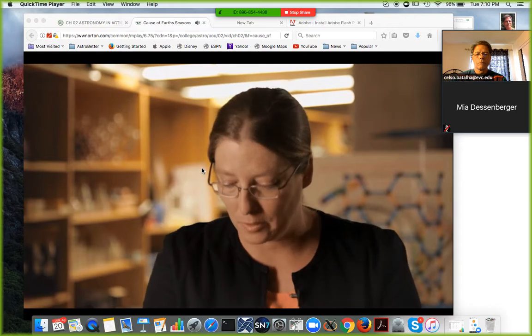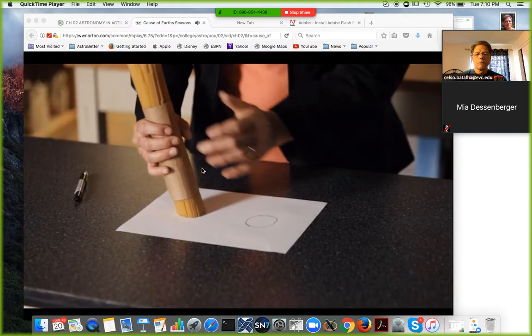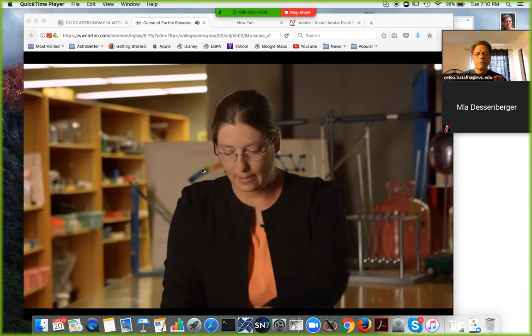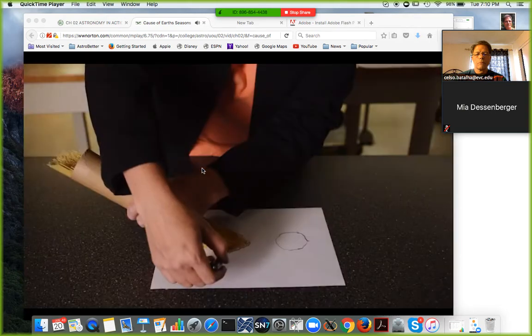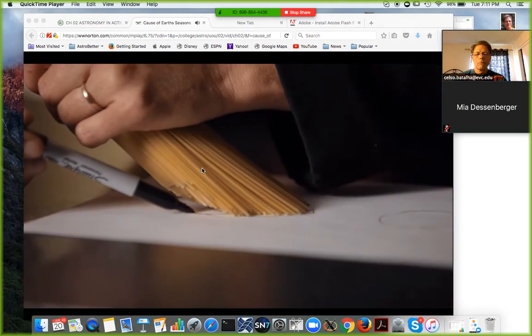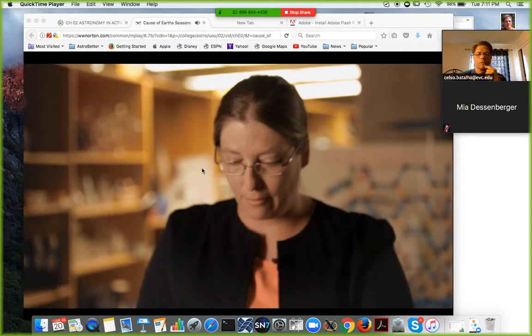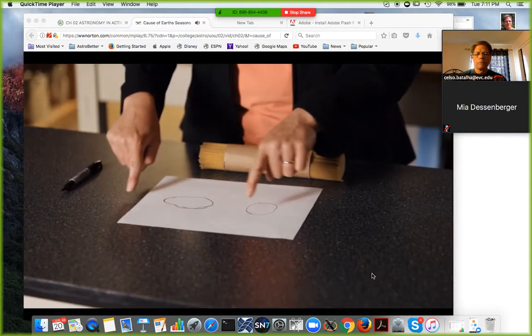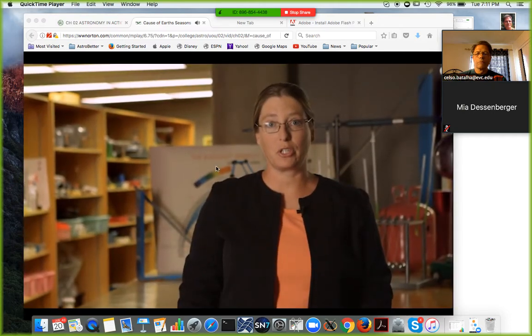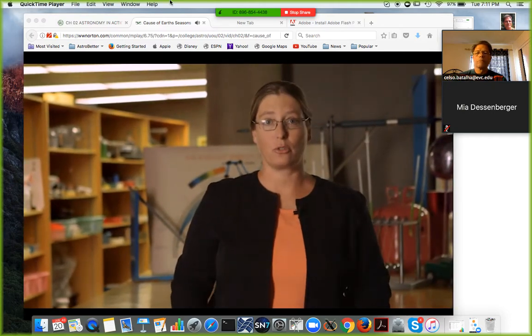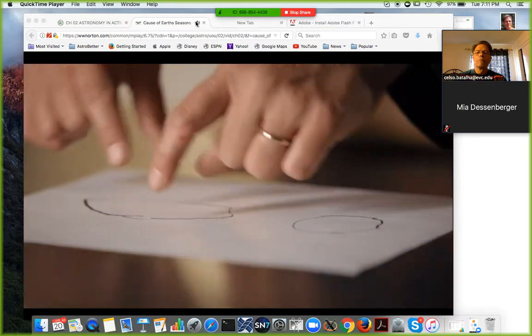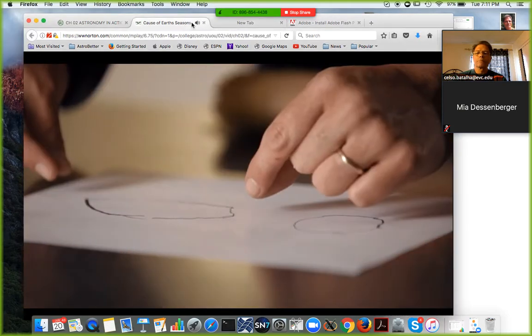Now I'm going to have the spaghetti come in at an angle to the Earth's surface. This is as it is in winter time. So now if I draw a circle around the spaghetti, I find that the area marked out is much larger than it was the first time. In fact, it's not even close to a circle. It's a big, elongated area on the Earth.